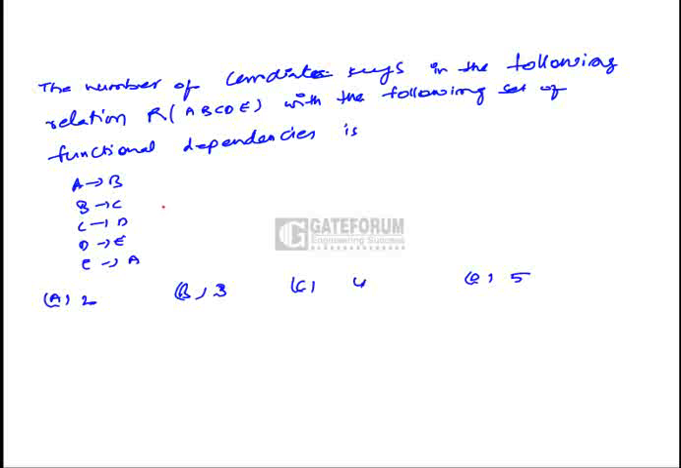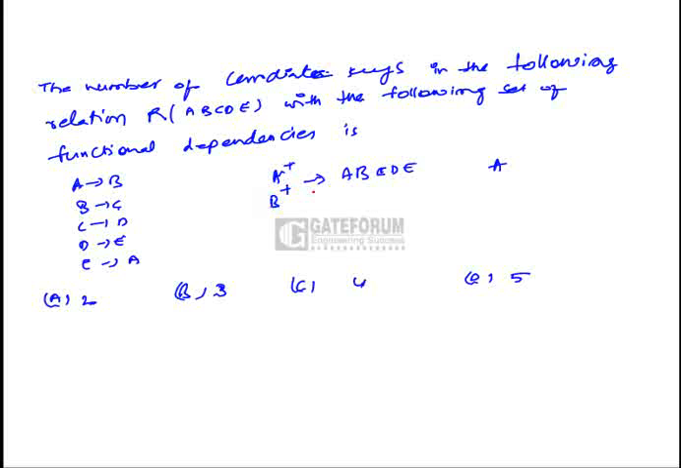So if we see the functional dependencies and find A closure, we will be getting A, B, C, D. From A we can derive B. From B we can derive C. From C we can derive D. From D we can derive E. From E we can derive A. So A closure will be deriving all the attributes of the table. So we can say A is a candidate key.